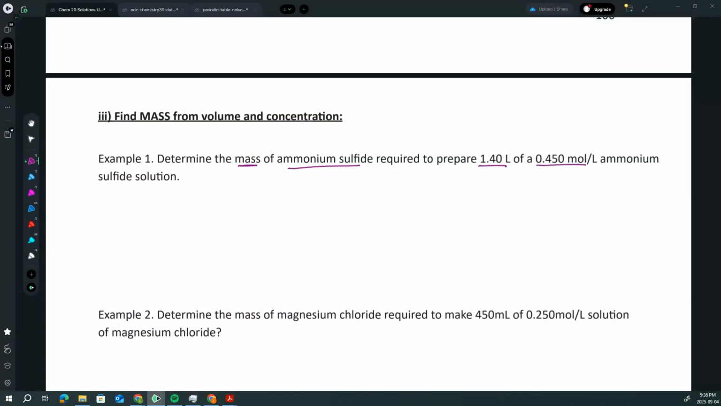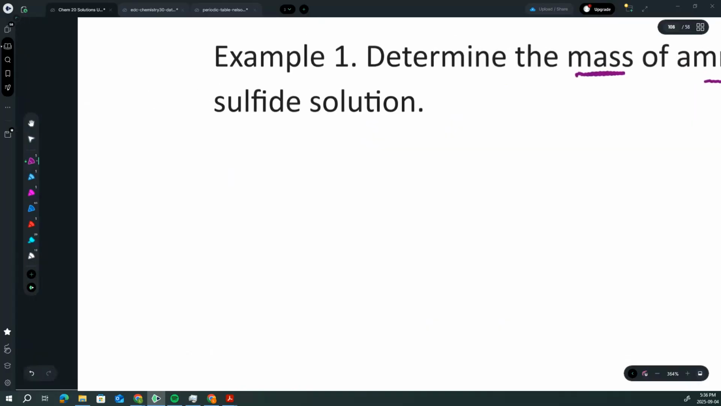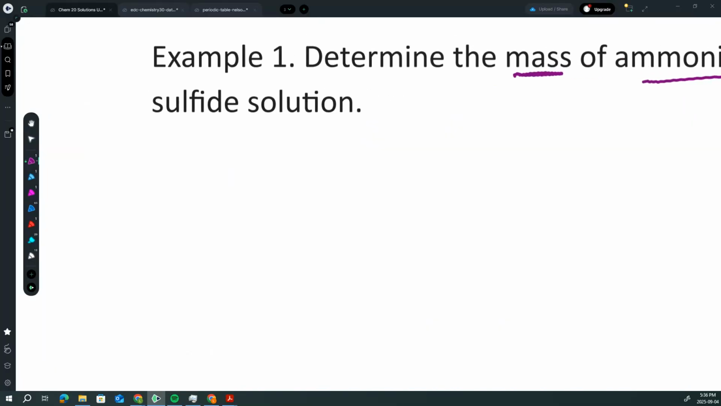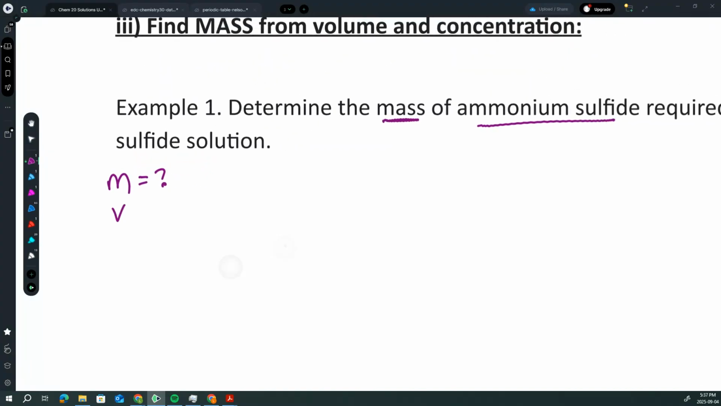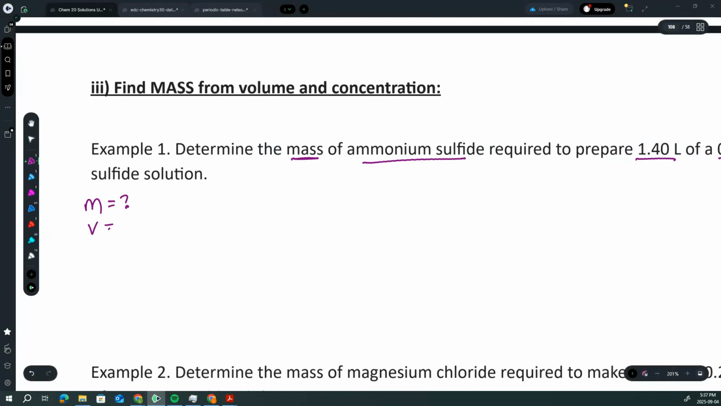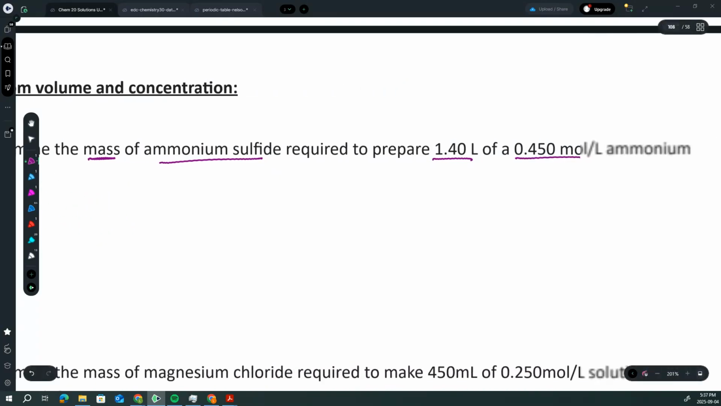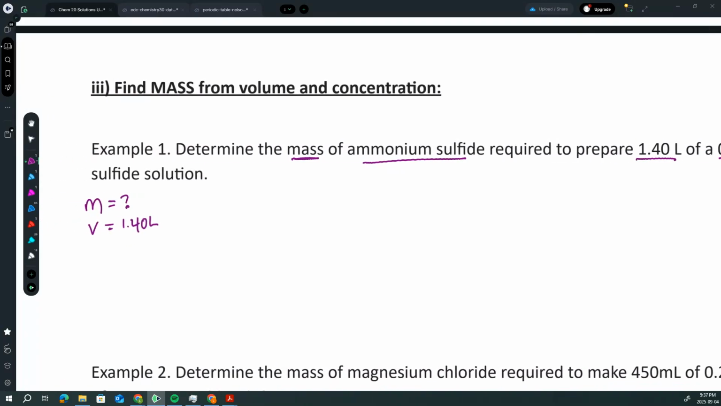Alright, so first off I'm going to do a list of givens and then we'll talk more about a game plan. So because it says determine the mass, that means we have no clue what mass is. Okay, but we do know that volume here is 1.4 liters. And then concentration was 0.450.